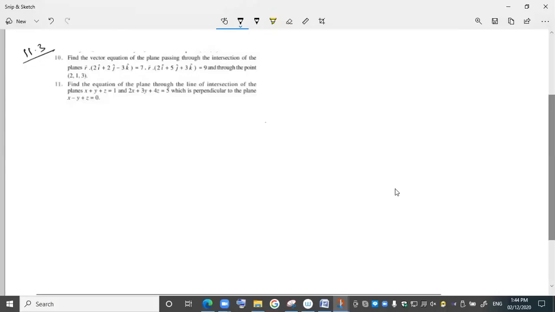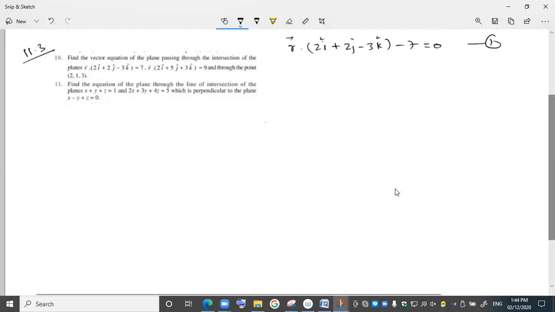Find the vector equation of the plane passing through the intersection of these two. So here also the same thing actually will go. First equation of the plane is r dot (2i + 2j - 3k cap) minus 7, taken left hand side, is equal to 0.